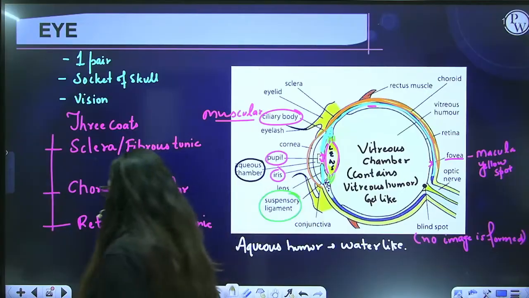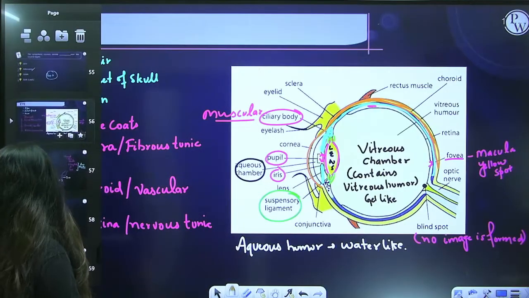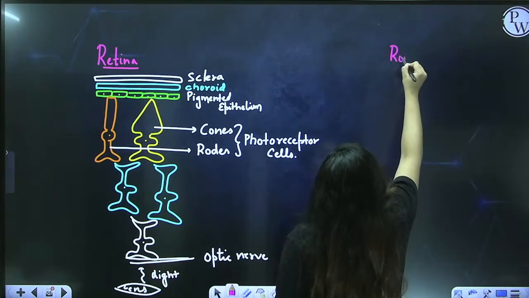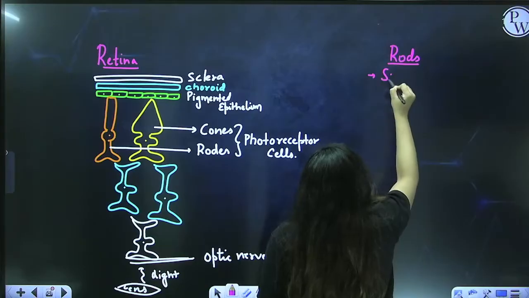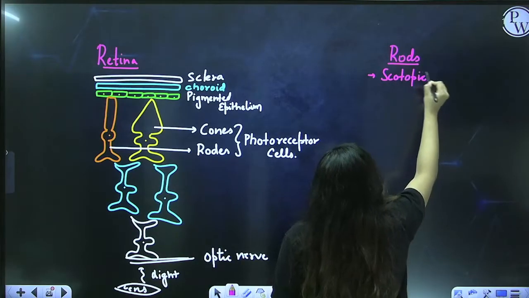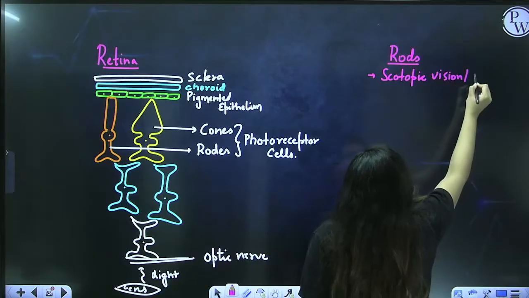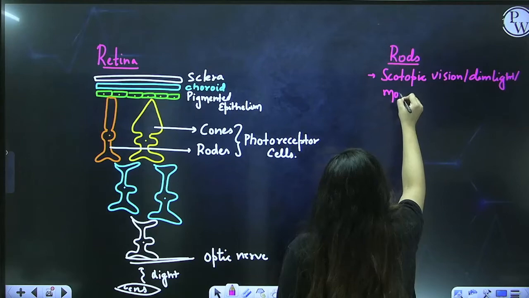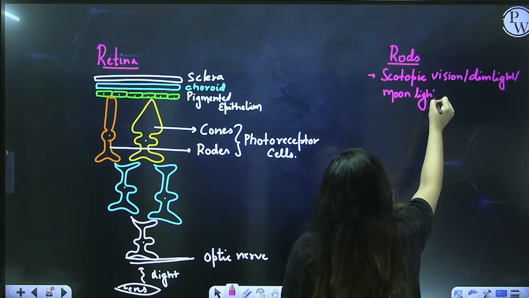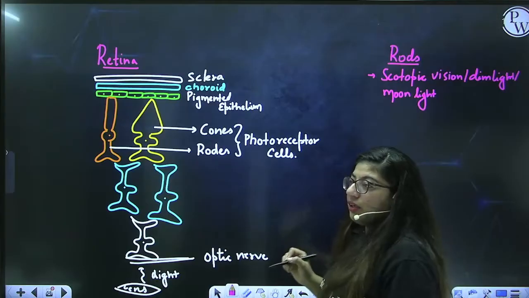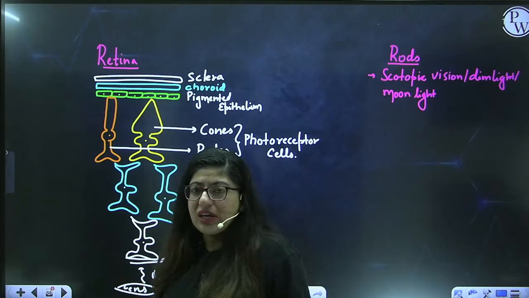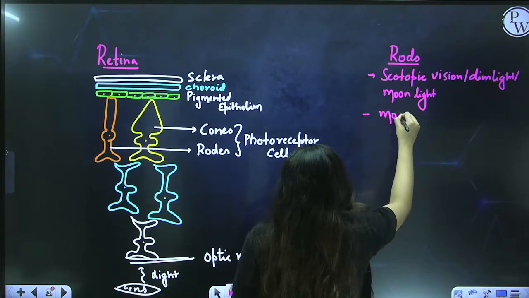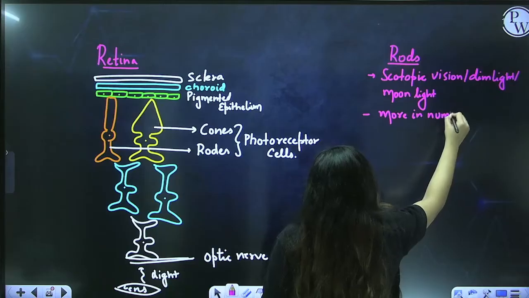Okay, now what will happen next? To know the next story, you should definitely know about rods and cones. So first of all, we'll talk about rods. Rods are the ones that control your scotopic vision. Scotopic vision, or dim light vision, or moonlight vision. That means whenever you are in a low light condition, like in the moonlight outside during night, your rods will be functioning or working, and they are more in number than the cones.